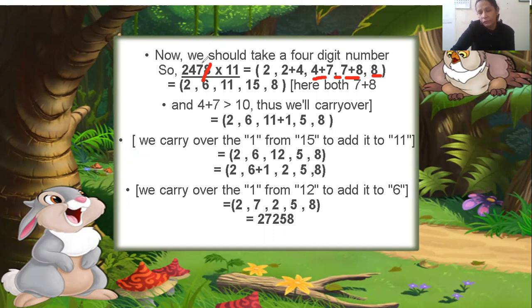So what you have to take now, next two terms. So to take next two terms, you ignore 7 also. What are the next two terms now? Now you look here, 2 and 4.